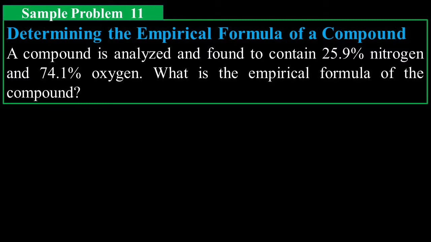Well, what you would do is you would assume 100 grams. So then you'd convert to moles, 25.9 grams of nitrogen and 74.1 grams of oxygen, convert them to moles, and then come up with the mole ratio, the larger moles divided by the smaller moles. And if it's 1.5 to 1, it would be 3 to 2. So then you'd find the lowest whole number ratio, and then you'd put those numbers in as subscripts, whole numbers.